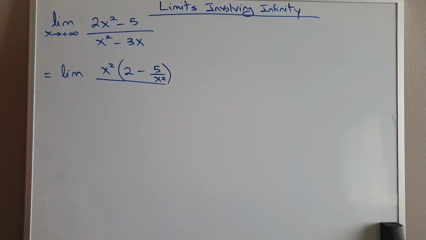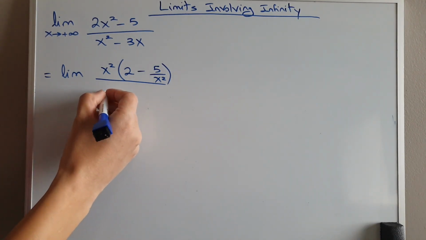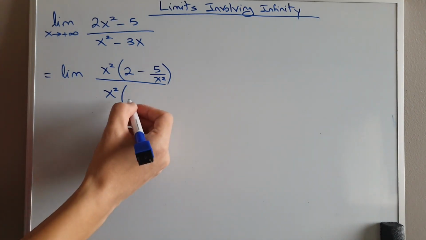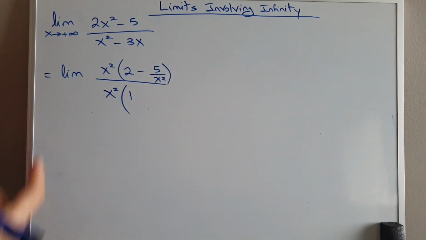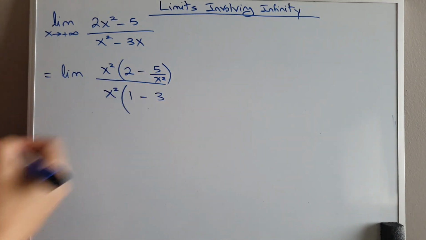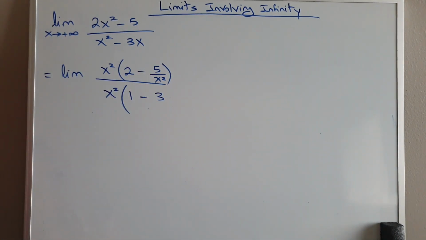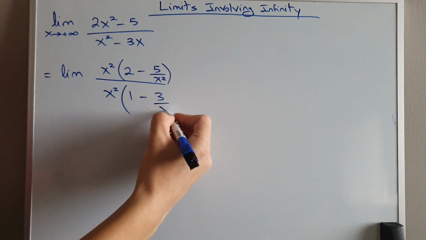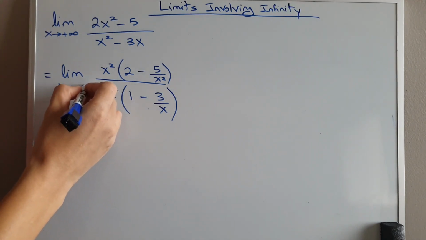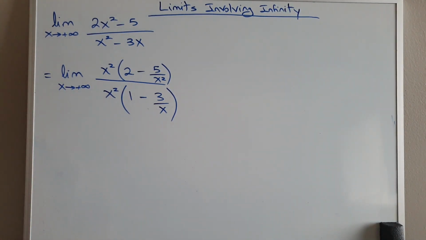I will do the same thing for the denominator. Take x squared out. I'm left with 1 here. X squared times something to give me 3x. So I need the 3. And I need to get rid of one of the x's to go from x squared to x. So I'm going to divide by x. Why am I doing this? I'm interested in these.